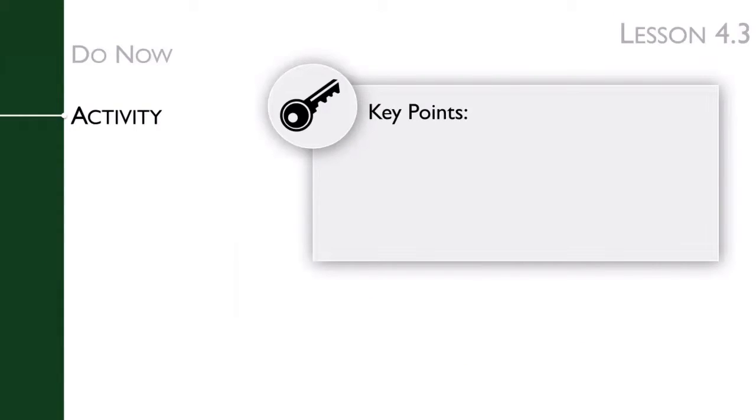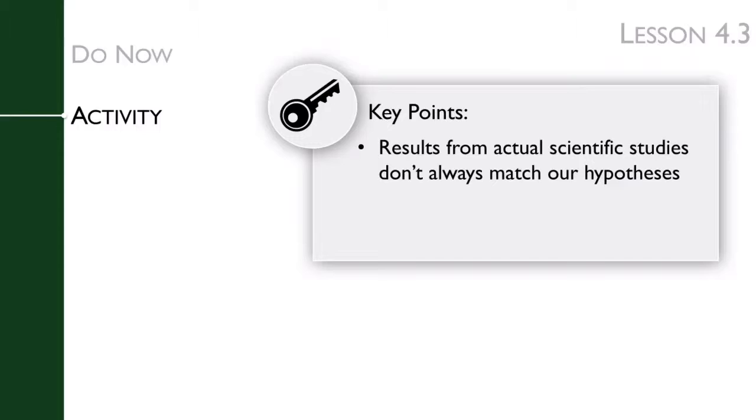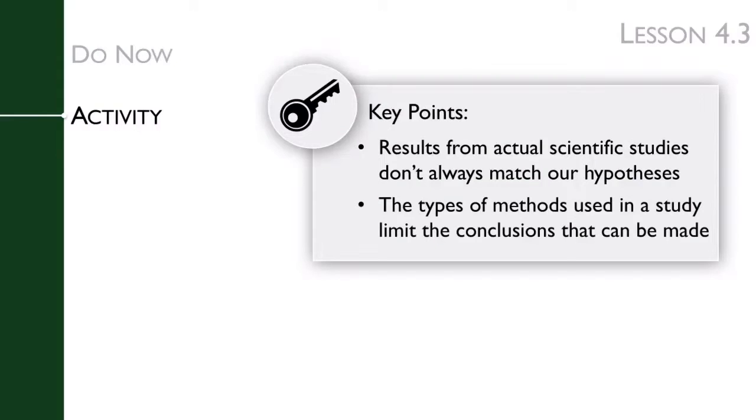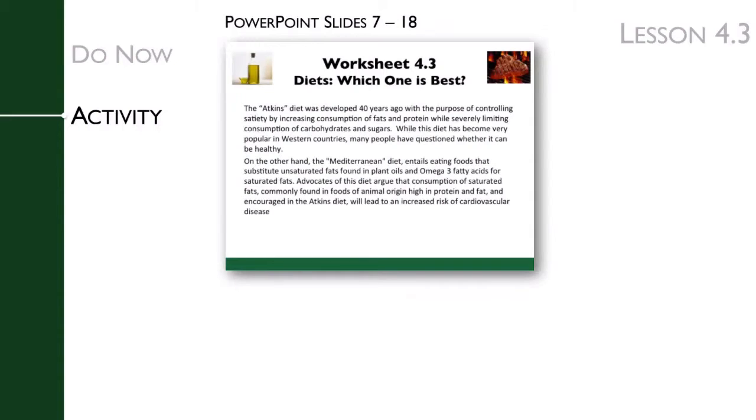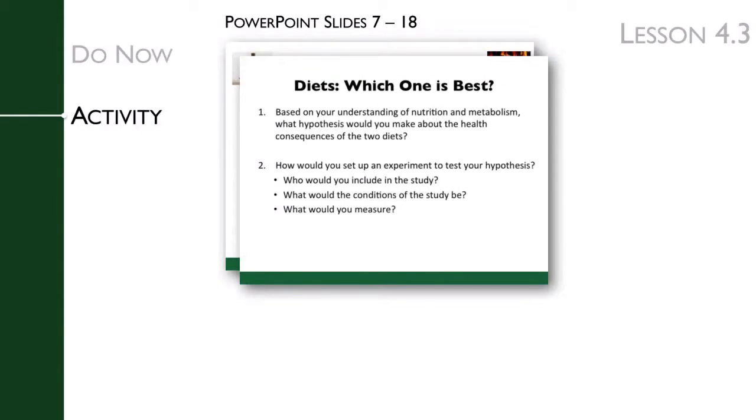The key points of this lesson's activity are that results from actual scientific studies don't always match our hypotheses, and that the types of methods used in a study limit the conclusions that can be made. We'll get there by having students complete a case study. This case study starts out with having students make a prediction about the health consequences of the Atkins and the Mediterranean diets. Students will then use your worksheet to design a study to measure their hypothesis.